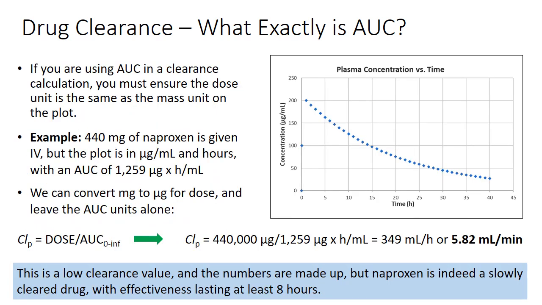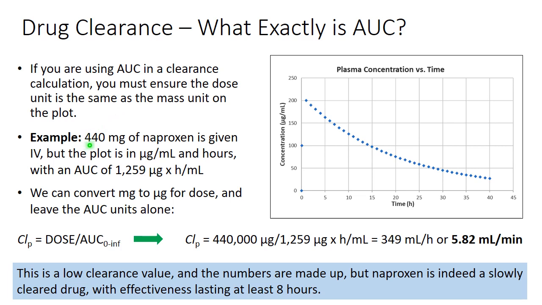So one of the critical points I wanted to make is that if you're actually doing a calculation using AUC, and you're trying to determine clearance, you must ensure the dose unit is the same as the mass unit on the plot, as I think I alluded to before.